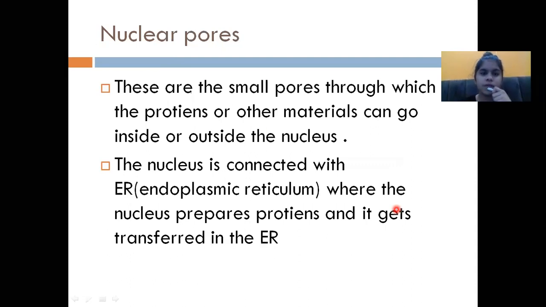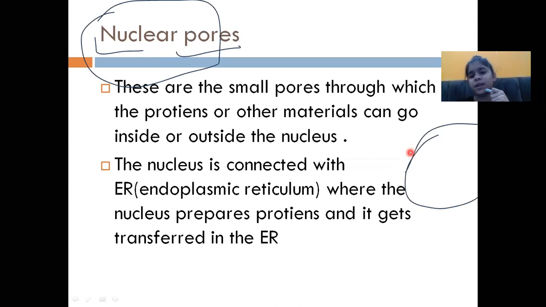Yeah, so let's start with the nuclear pores. As by the name, you can suggest, the pores on the outside of the nucleus, which allow the entry and exit of substances, are my nuclear pores. Right? These are the small pores through which proteins or other materials can go in or outside the nucleus.